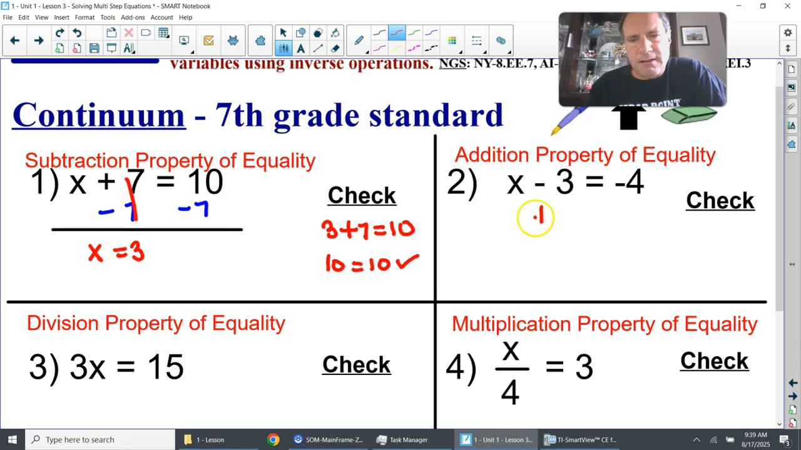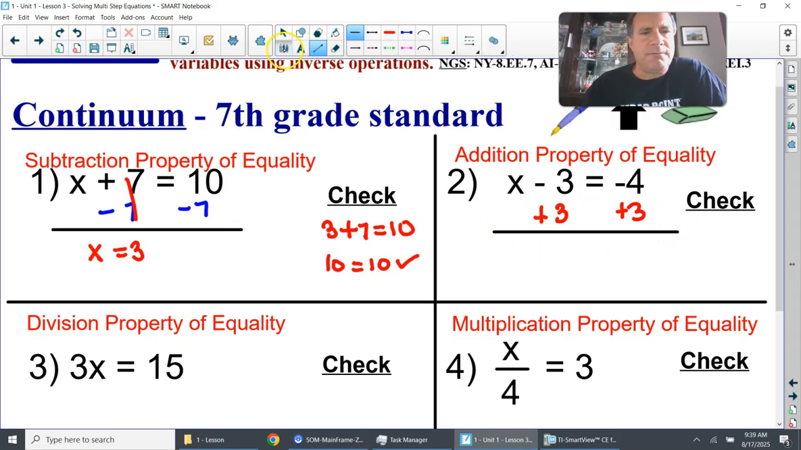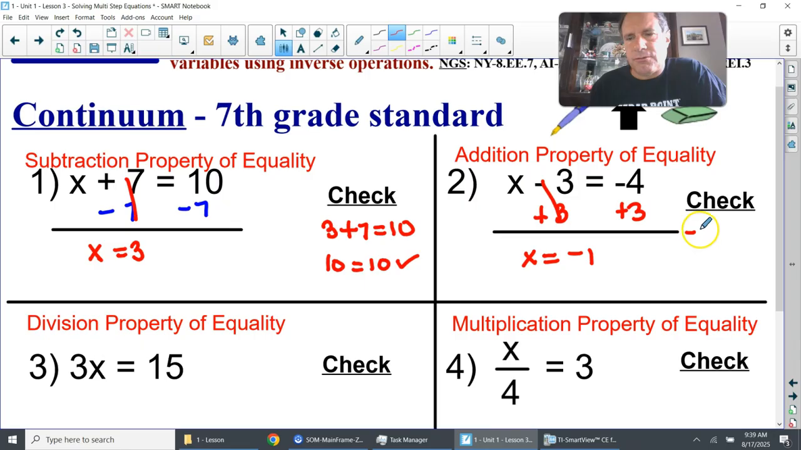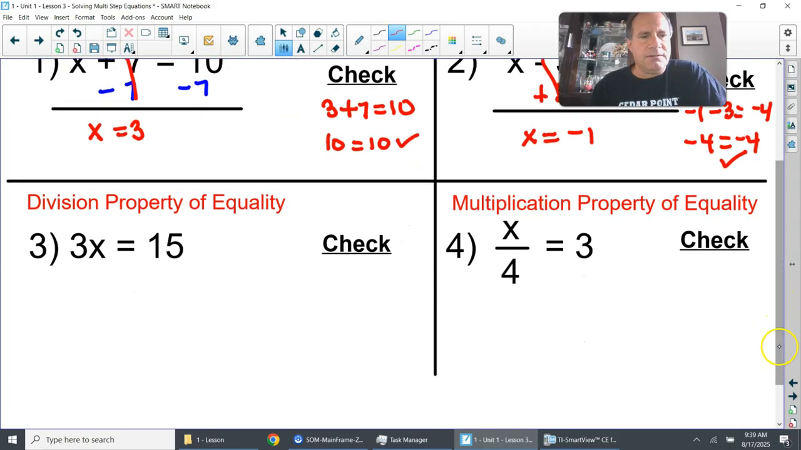The addition property of equality is when you add on both sides. So if you see X minus 3 equals negative 4, that means that you are adding 3 on both sides, because that is the opposite. Negative 4 plus 3 is negative 1. Again, the check is you substitute that negative 1 in to where the X is, and you get negative 1 minus 3. That is negative 4 equals negative 4, and you get a check mark. That works out.